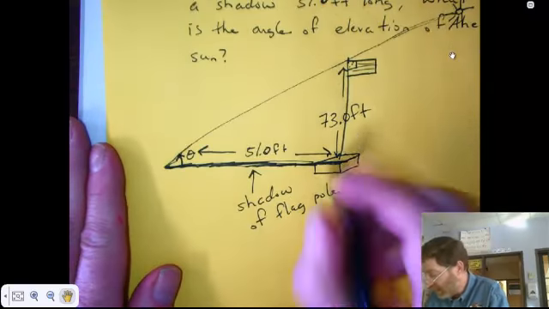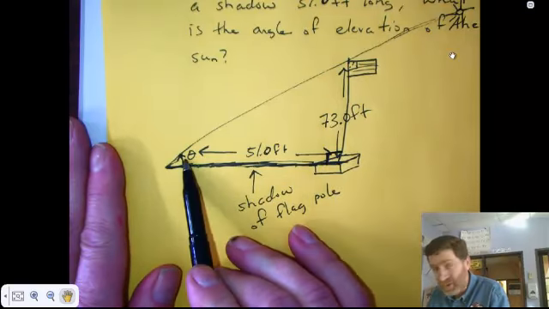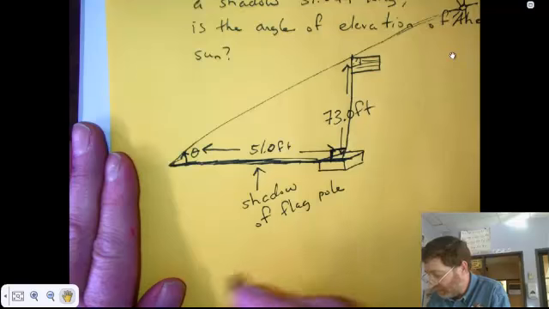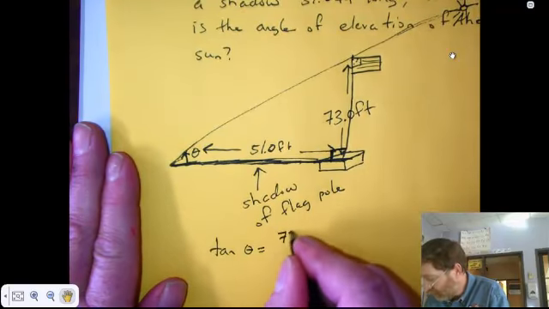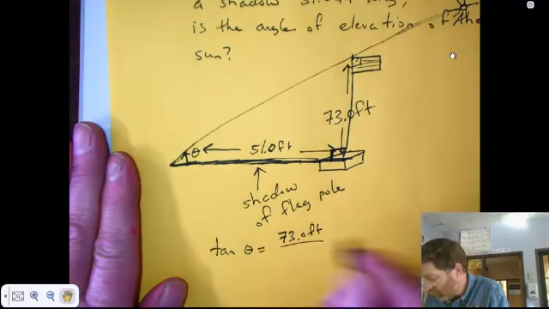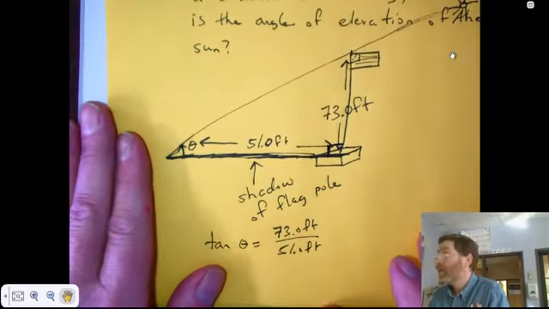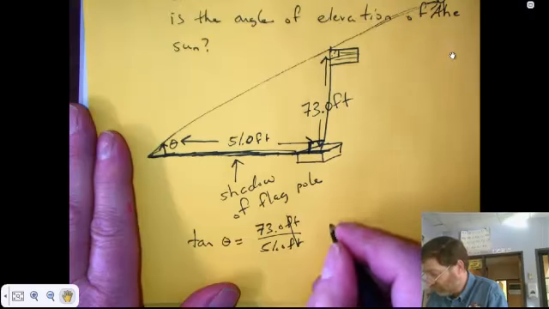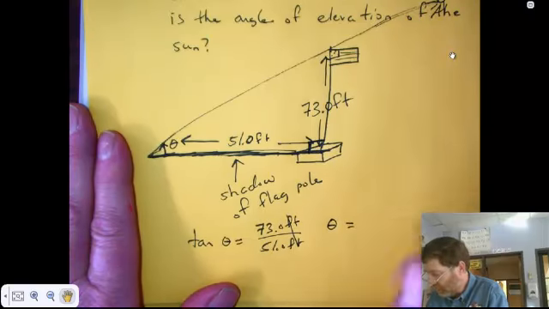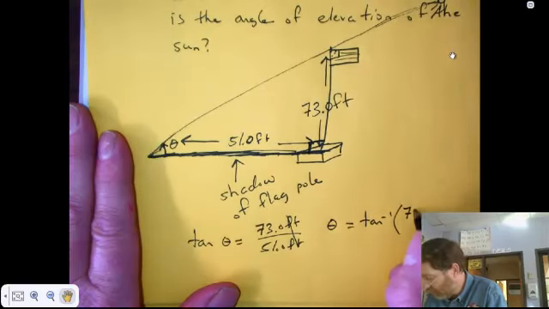Because here's my right angle right here, right? So from the angle, we have the opposite and the adjacent, that'd be tangent. Tangent of theta is the opposite over the adjacent. Well, feet would cancel out. And how do I find what theta is? Inverse tangent of that ratio, right? Of the 73.0 divided by the 51.0.